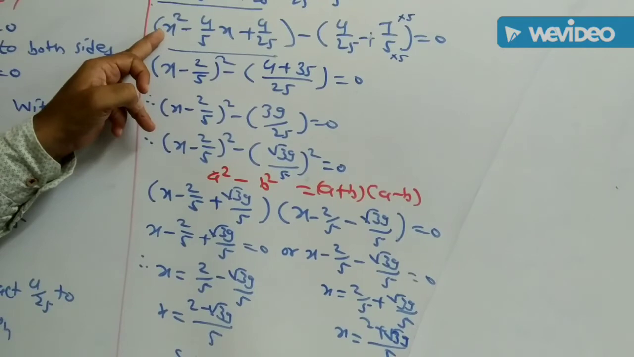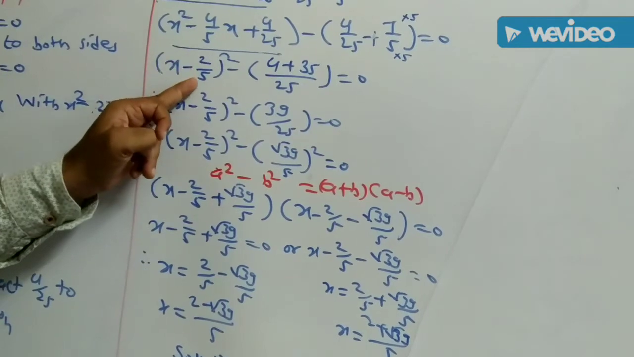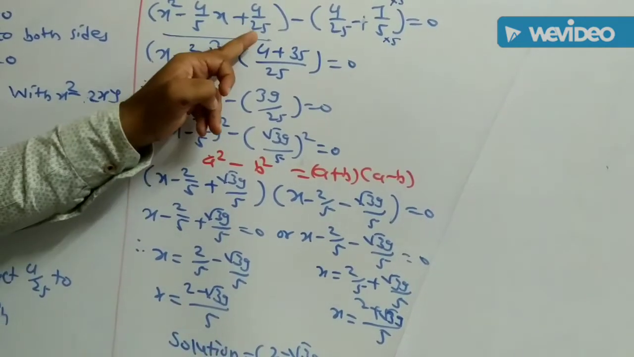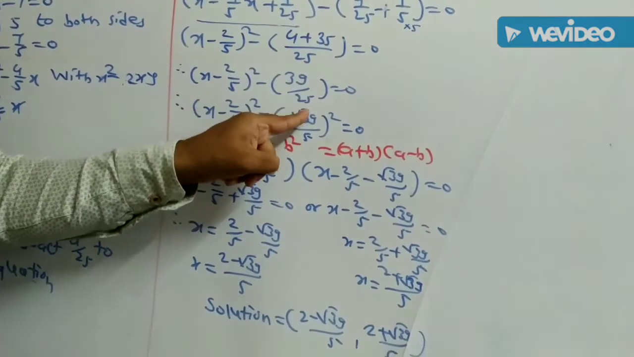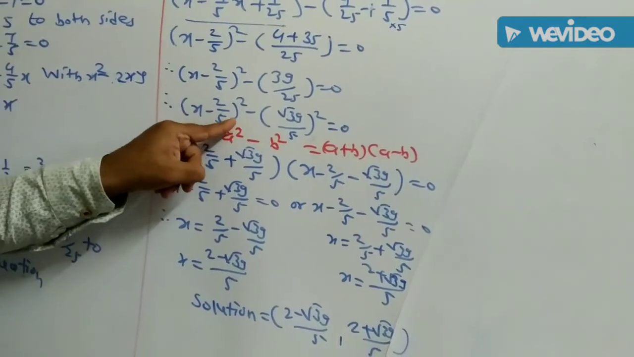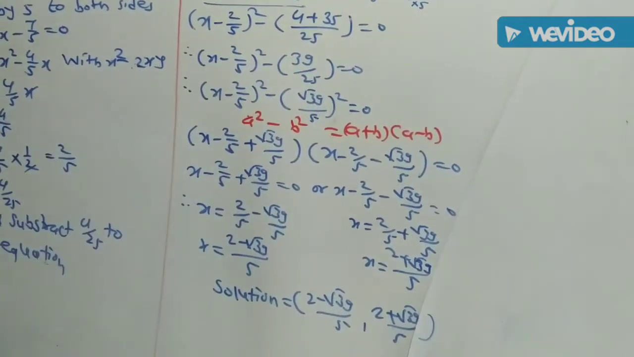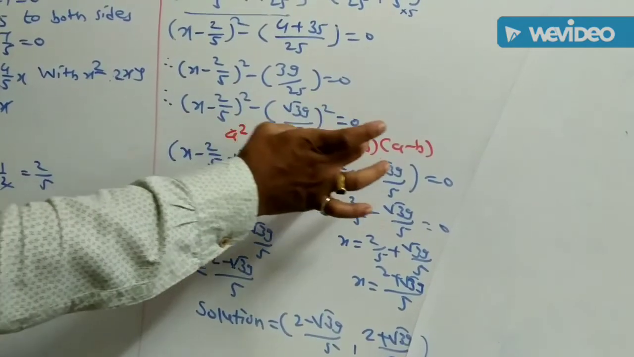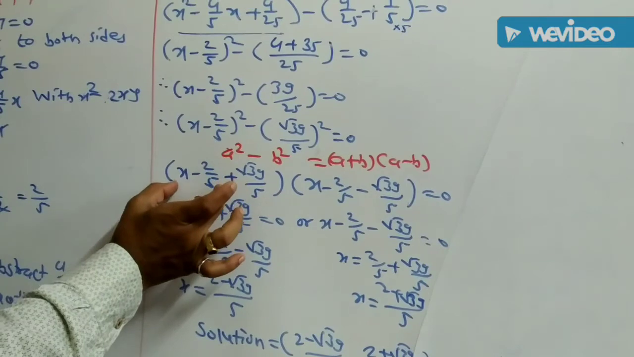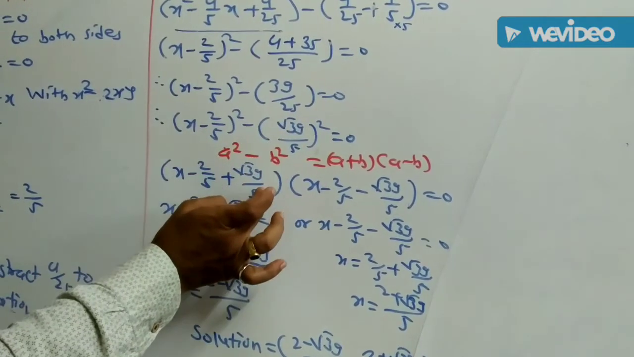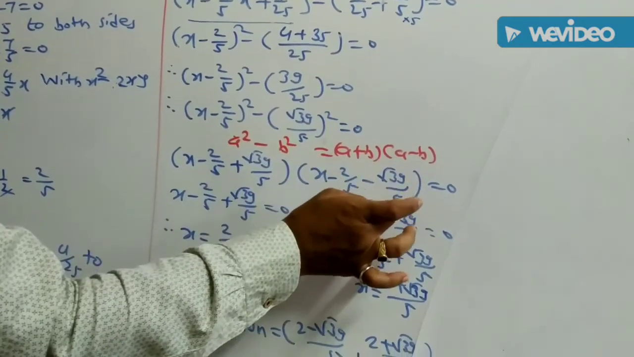Now the square root of x square is x, the sign of the middle term minus, and the square root of the third term 4 upon 25 is 2 upon 5, bracket square, minus 4 plus 35 upon 25, that is 39 upon 25. x minus 2 upon 5 bracket square minus the square of root of 39 upon 5, bracket square. Now it is in the form of a square minus b square, so its expansion is a plus b, a minus b. Instead of a, write x minus 2 upon 5. Instead of b, write root of 39 upon 5. Again, instead of a, x minus 2 upon 5, minus, instead of b, root of 39 upon 5.